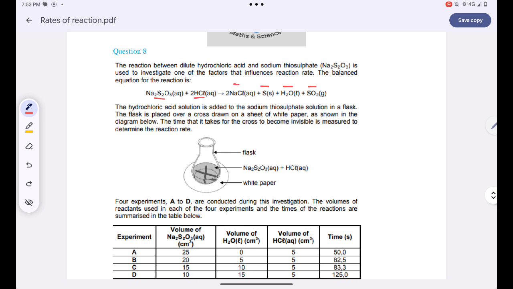The hydrochloric acid solution is added to the sodium thiosulfate solution in a flask. The flask is placed over a cross drawn on a sheet of white paper, as shown in the diagram below. The time that it takes for the cross to become invisible is measured to determine the rate of reaction.